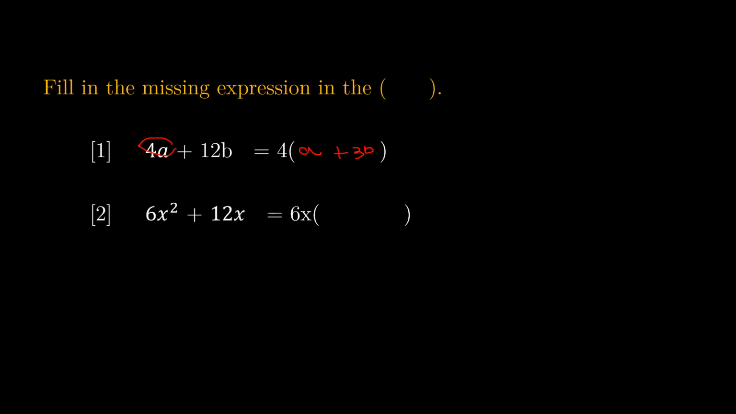So here the same. What should we multiply to 6x to get the product of 6x squared? That is x. And what is the expression that we need to multiply to 6x to get 12x? And that is 2. So the missing expression inside is x plus 2.